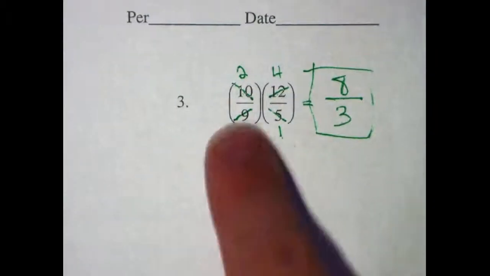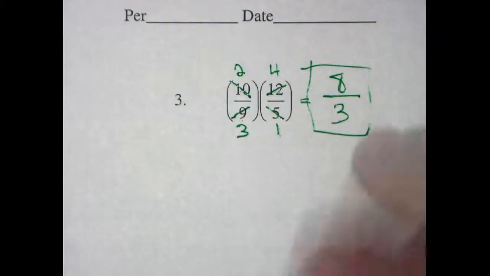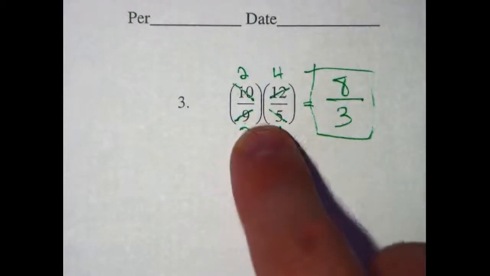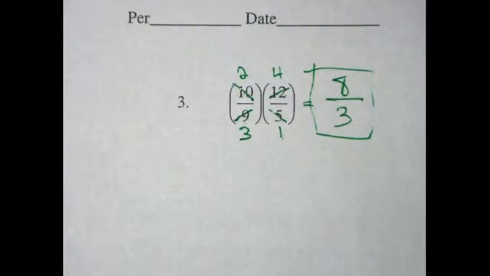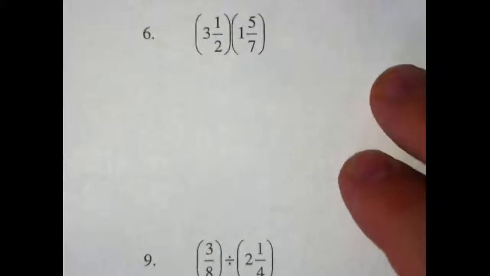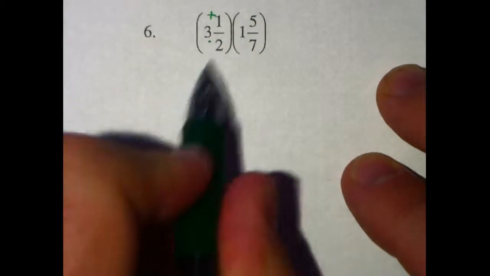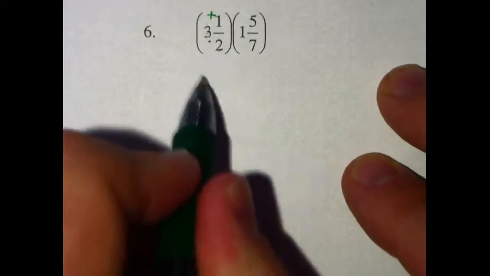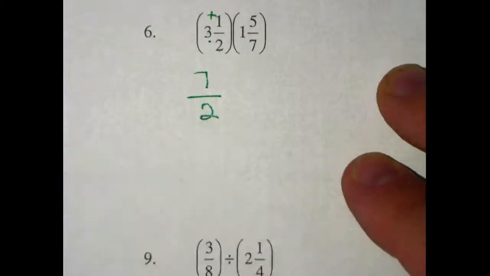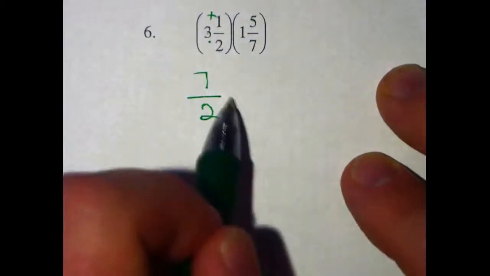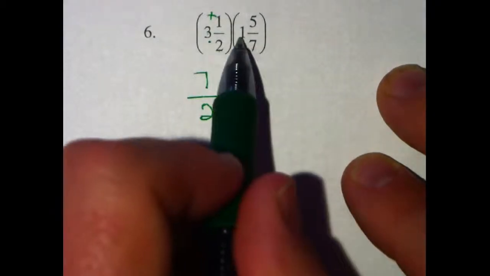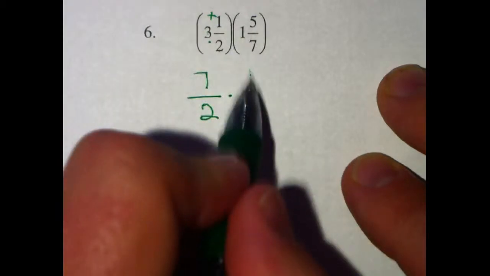So we know how it works when it's improper fractions, right? We just cross cancel and multiply across. So if we know how that works, let's convert them to improper fractions, and then we can just do the same steps as number 3. So starting number 6, let's just convert both of those to improper fractions. So it's 2 times 3 plus 1. 2 times 3 is 6, plus 1 is 7. Keep the same denominator. And then the same thing with the second fraction, right? 1 times 7 is 7, plus 5 is 12.